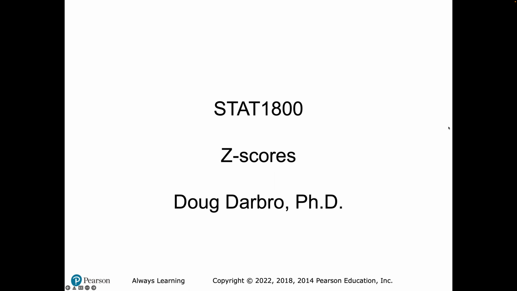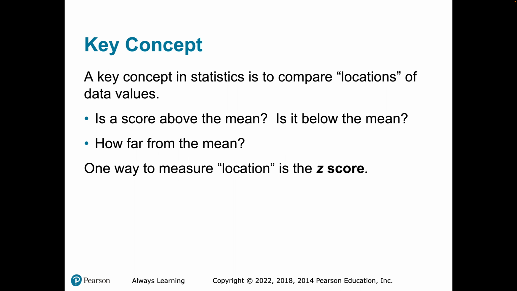All right, STAT1800. The purpose of this video is to introduce you to something called Z-scores. Z-scores are just a measure of location that we use, and in this PowerPoint we are going to look at Z-scores for a sample. We'll move to Z-scores for a population, I think, in maybe lesson 3, but we'll get there soon enough. So a key concept in stats is to find the location.